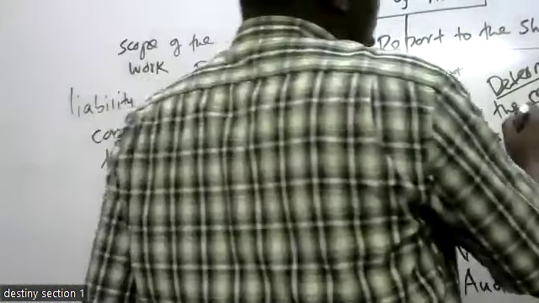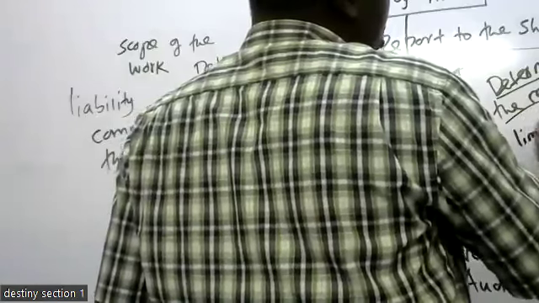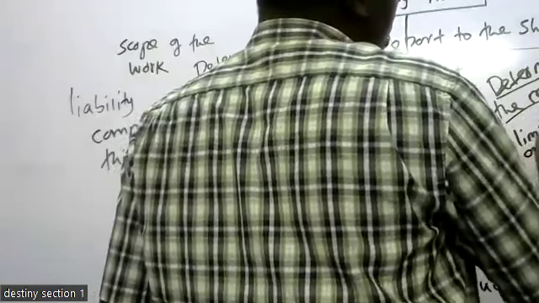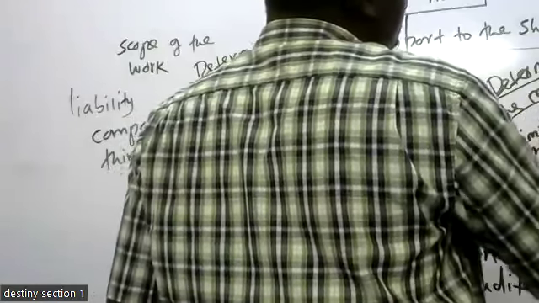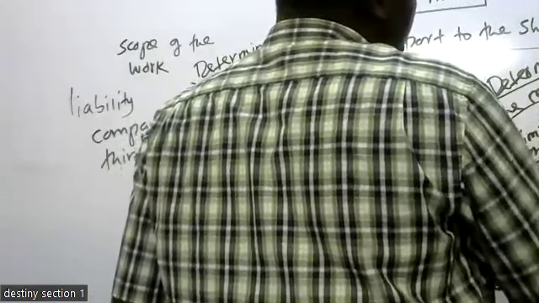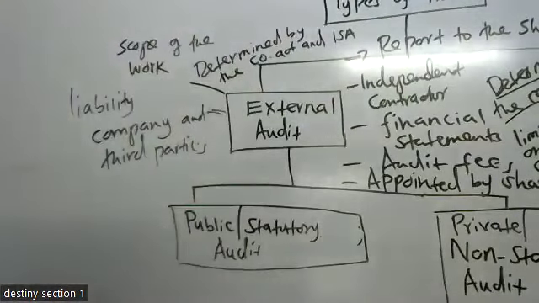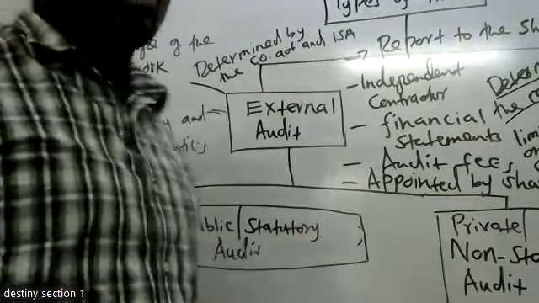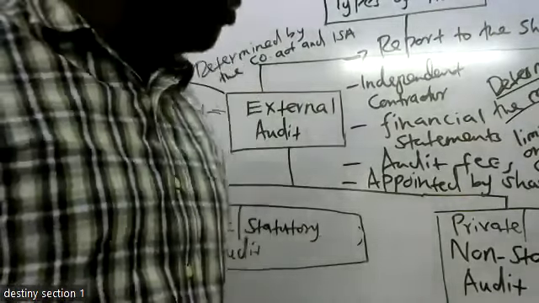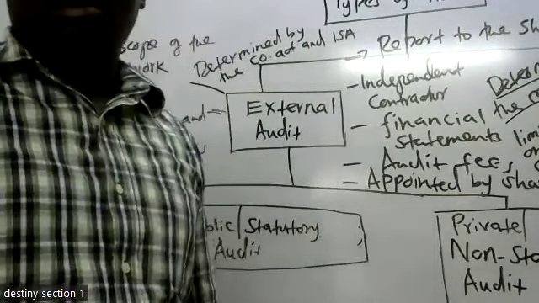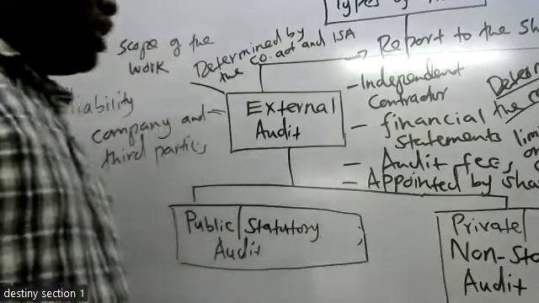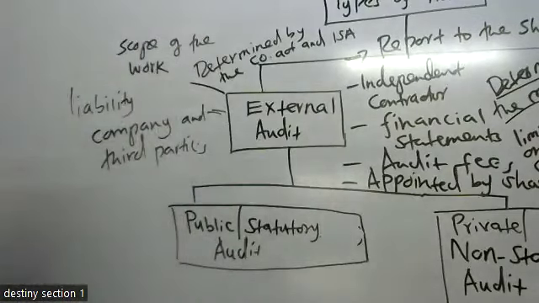The liability of the internal auditors is only limited to the company. It's only the company that can sue that kind of an employee, and not the third party.